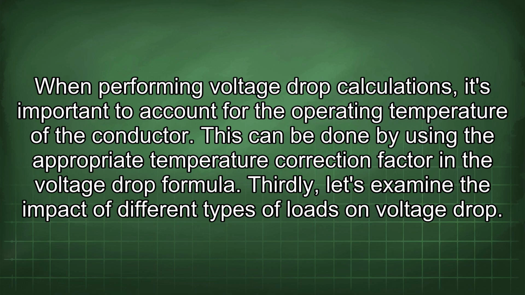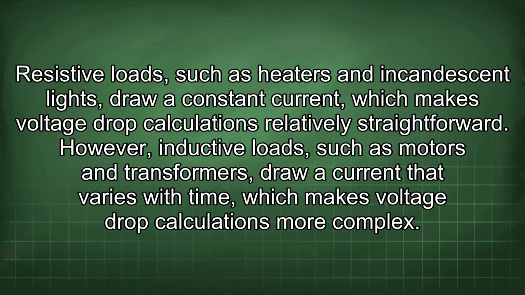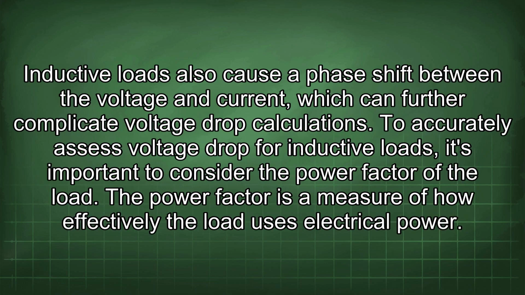Thirdly, let's examine the impact of different types of loads on voltage drop. Resistive loads, such as heaters and incandescent lights, draw a constant current, which makes voltage drop calculations relatively straightforward. However, inductive loads, such as motors and transformers, draw a current that varies with time, which makes voltage drop calculations more complex. Inductive loads also cause a phase shift between the voltage and current, which can further complicate voltage drop calculations. To accurately assess voltage drop for inductive loads, it's important to consider the power factor of the load.